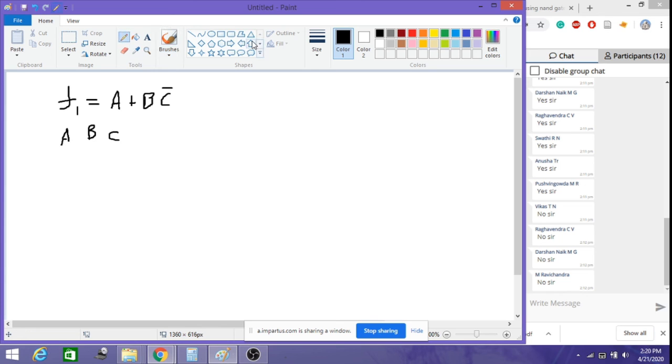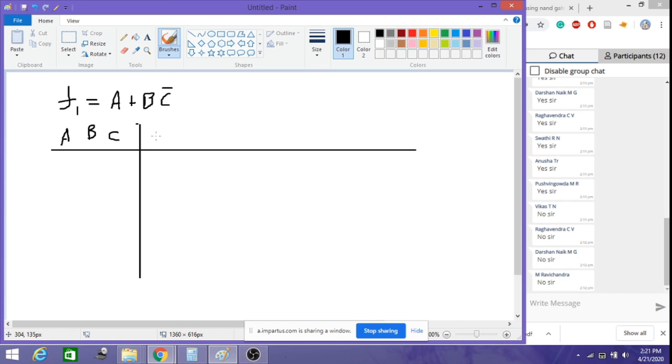So we'll write them here, then what is required, then c bar is required, so let us write c bar. Then what we require is b into c bar, then we can add this term with a and we can reach the final term. Okay, so now with 3 inputs we will get the 8 rows. So let us write the truth table for this.